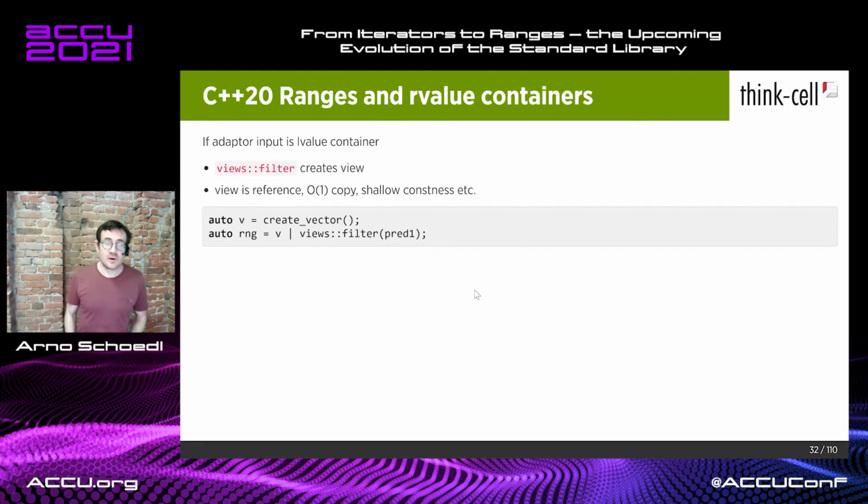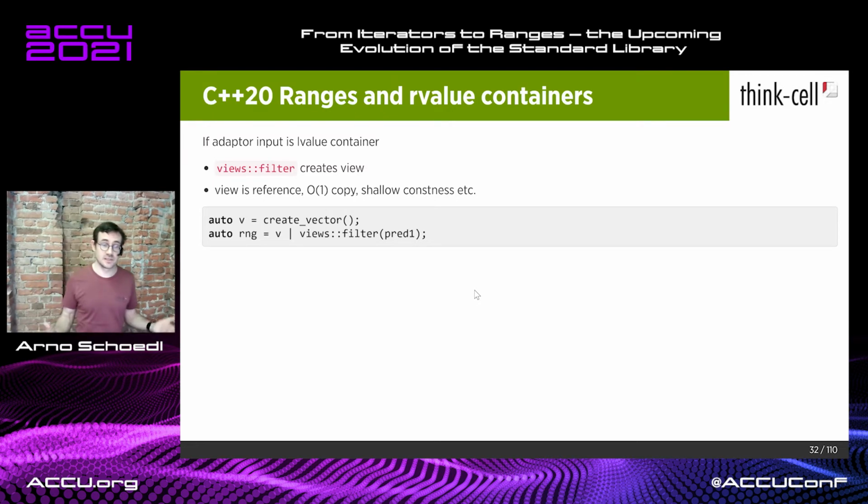Okay. Now, there's one more peculiarity with C++20 ranges, where we maybe can go beyond what C++ ranges provide. Now, if the adapter input, the input to a filter or transform, is an L value, then the C++20 range filter or transform creates a view. And that view has reference semantics. So when you copy it, it's O of 1. It doesn't copy the elements, has shallow constants, and so on. So this is what you see here.